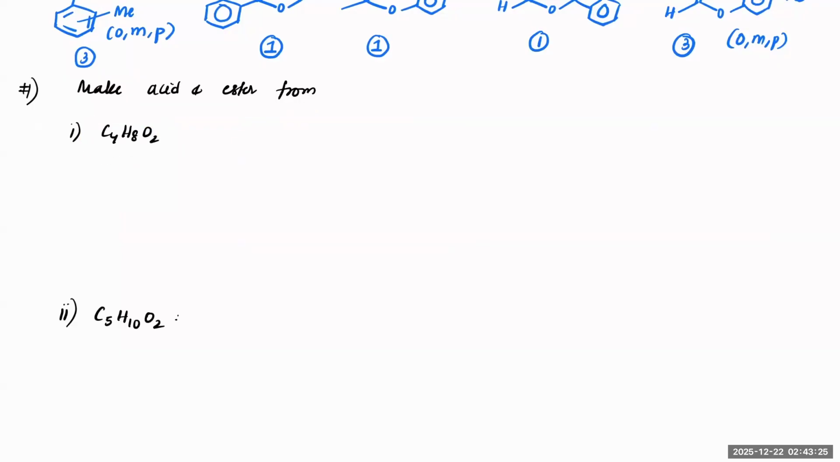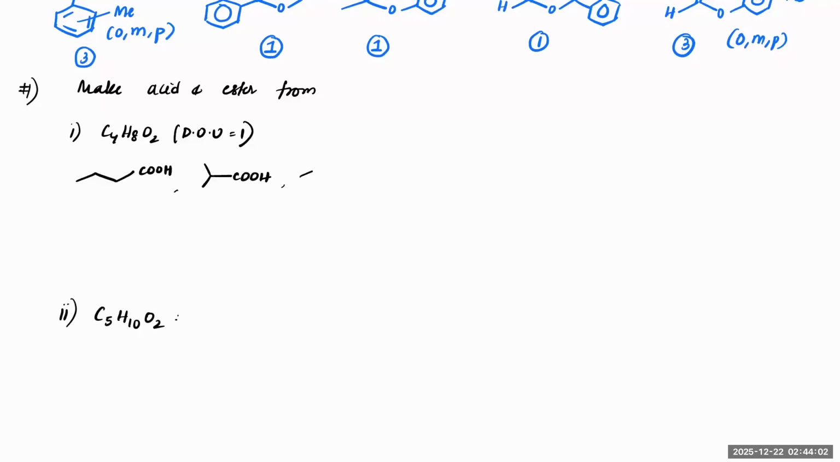C4H8O2. If you notice, the degree of unsaturation is only 1, which means you can have acid or ester. Along with that, we cannot have any other pi bond. Extra pi bond cannot be there. So I can make a 4 carbon chain with an acidic form here, then a 3 carbon chain with an acidic form like this. Only these two are the possibilities as far as the carboxylic acid is concerned.